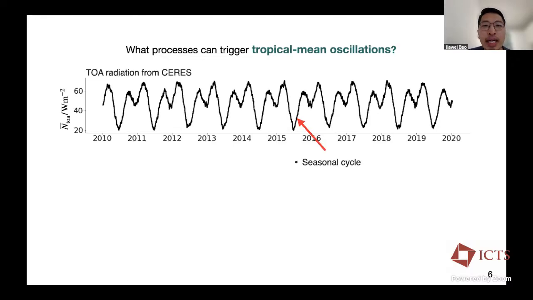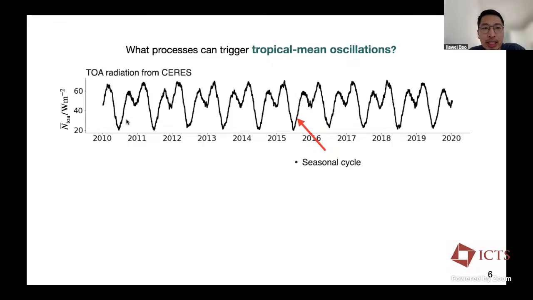We look at the daily time series of the top of atmosphere radiation from CERES. CERES is a satellite observation of the radiation. So what's plotted here is a 10-year daily time series of the top of atmosphere net radiation averaged over the broader tropical domain, 30 degrees north to 30 degrees south. And as you can see very clearly, there are very regular oscillations, which occur every year repeatedly.